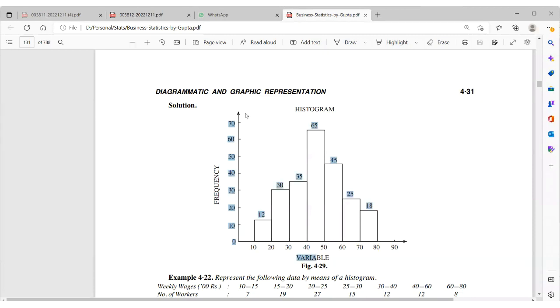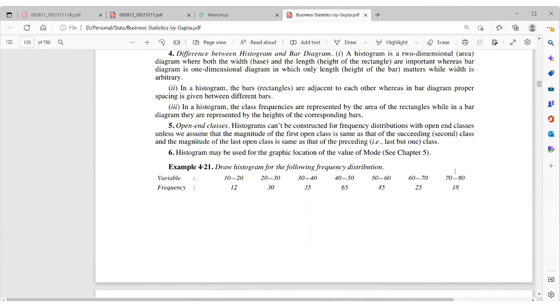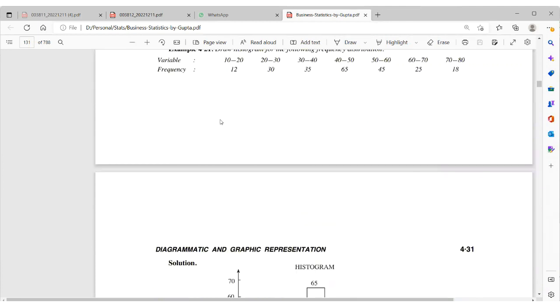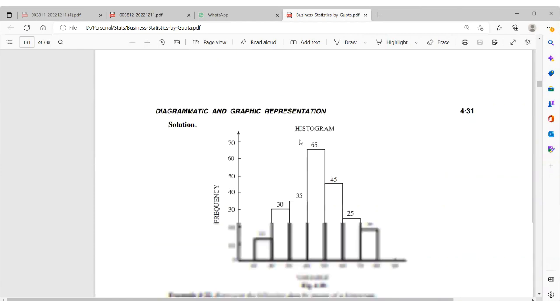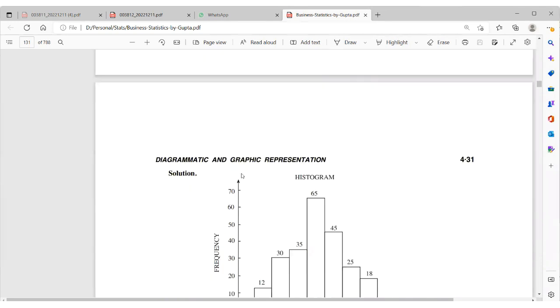X-axis, y-axis, right? Now, the variable in the x-axis starts from 10 to 20 up to 70 to 80. We start from 0, 10, 20, 30, 40, 50, 60 up to 80. Additionally we make a 90. And the frequency is up to 65 at maximum, so we make a difference of 5 or 10, whatever. So 10, 12, and up to 70, right?